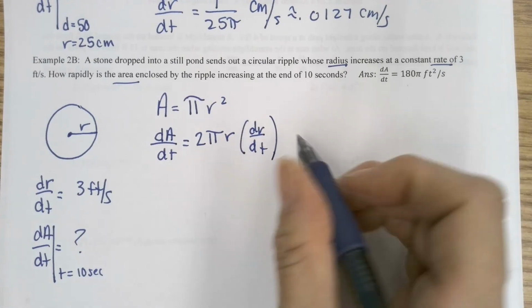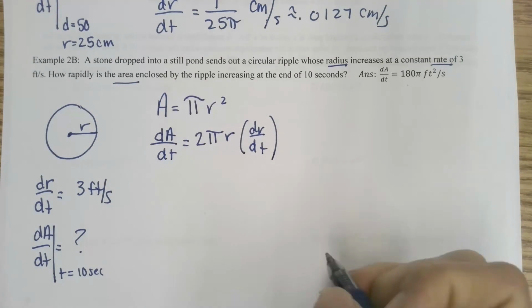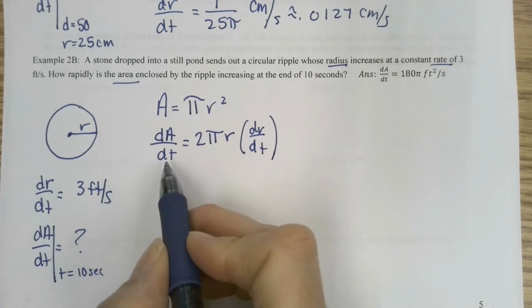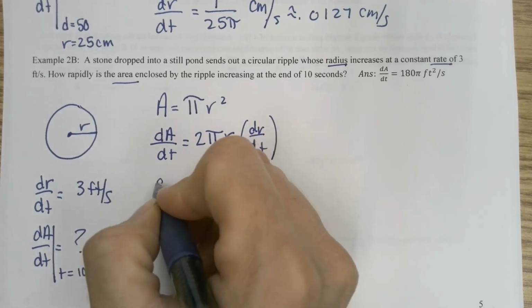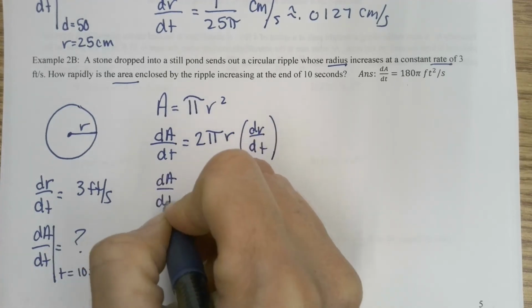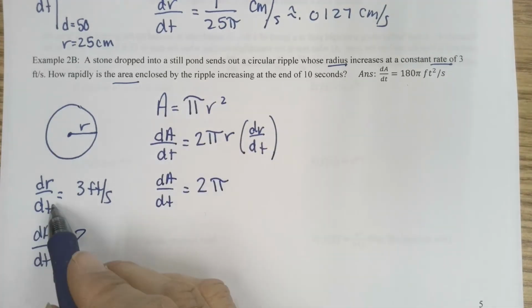And then from here, I am looking to substitute in whatever I have, whatever I know. So in this problem, I'm finding dA dt. So I don't know that. That's going to be my variable. Let's bring down my 2 and my pi. I do know dr dt.